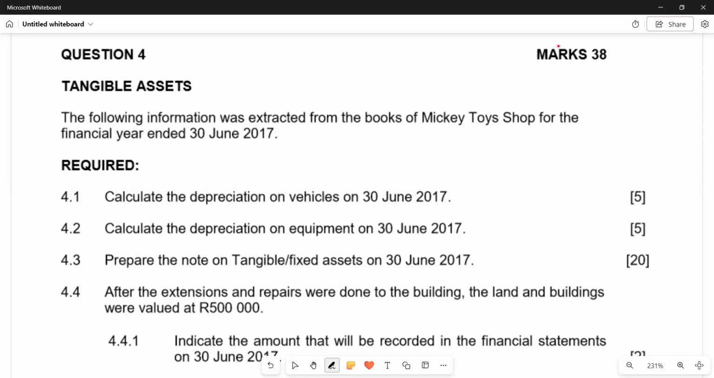This video, we want to look at the preparation of the note of fixed assets. That is the fixed asset note or the tangible asset note. So this is the question that we want to look at.